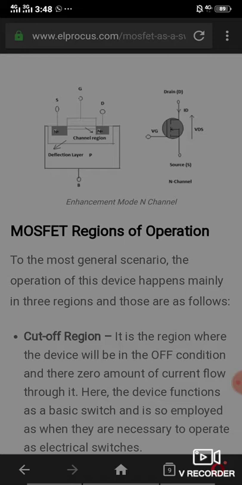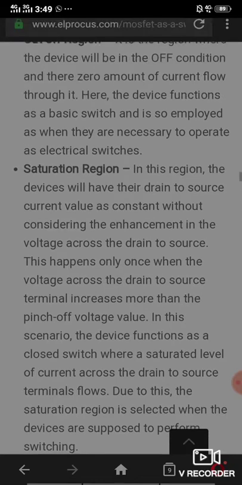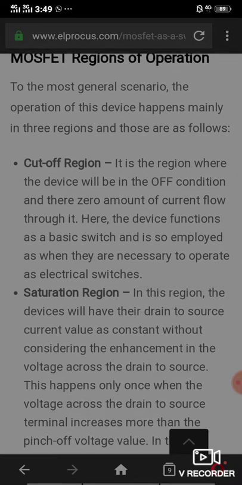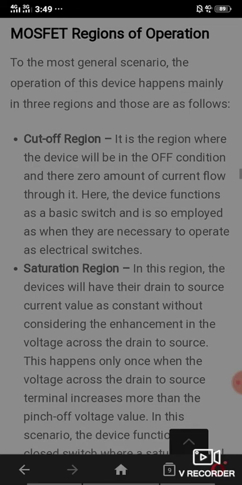In the most general scenario, the operation of this device happens mainly in three regions, and those are as follows: the cutoff region, the saturation region, and the linear ohmic region. In the cutoff region, the device will be in the off condition and there is zero current flow through it. Here the device functions as a basic switch and is employed when it is necessary to operate as an electrical switch.